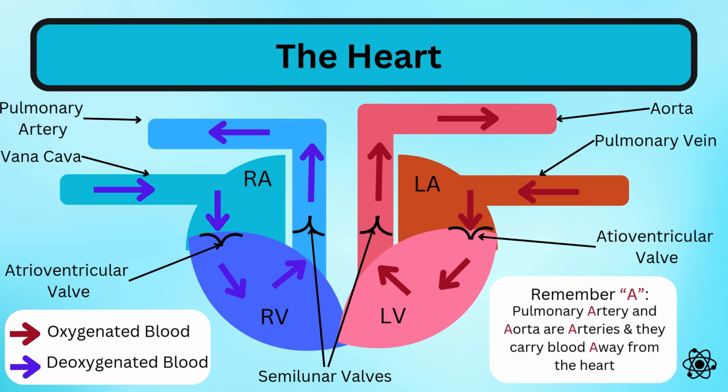Here is a small tip to remember which vessels take blood away from the heart. Remember A. Pulmonary artery and aorta are arteries that carry blood away from the heart. So, artery begins with A and so does away. Blood is pumped towards the heart in the veins and away from the heart in arteries.